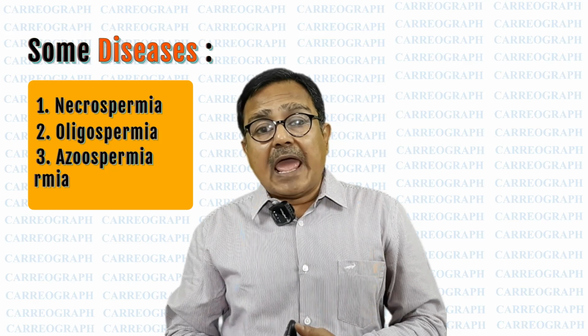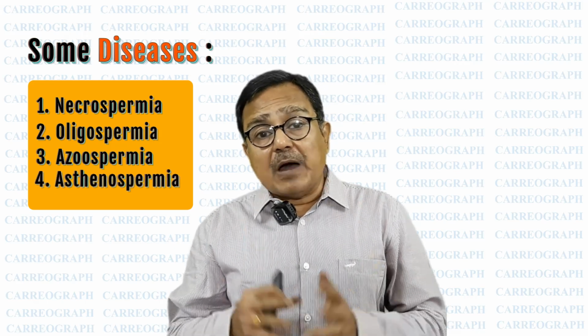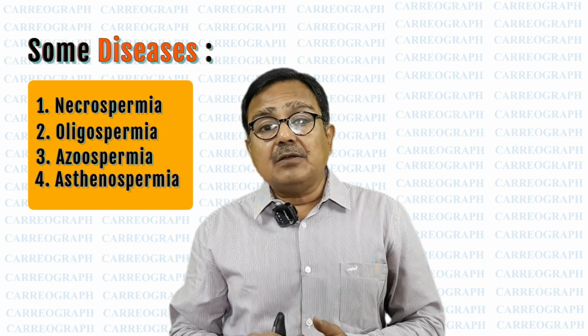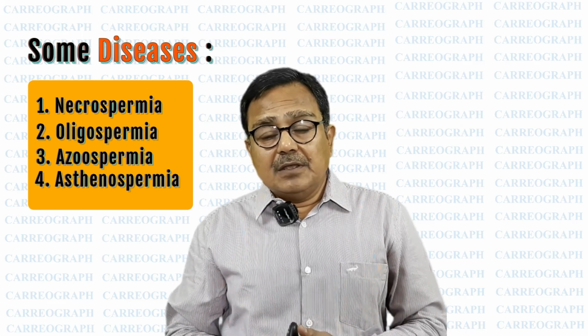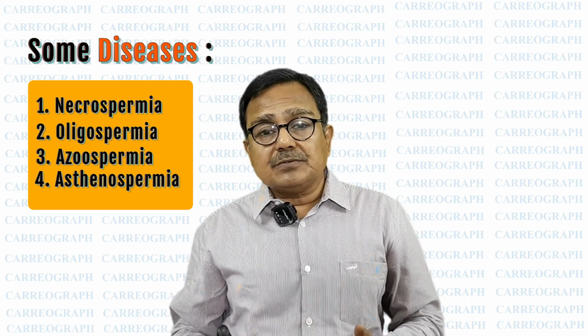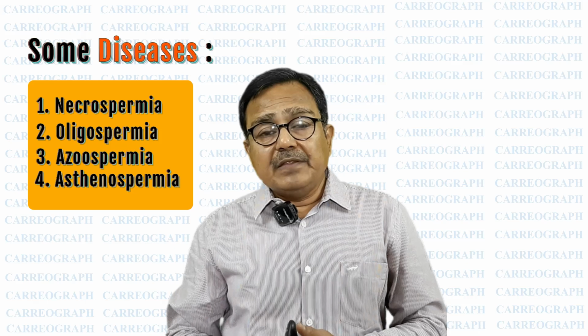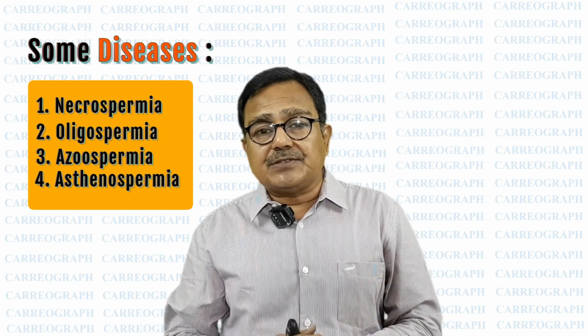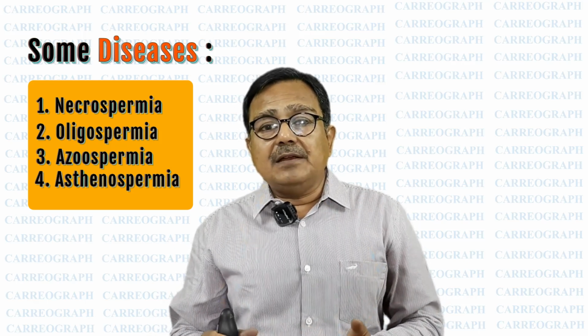Then asthenospermia. Sperm is there in the semen, but they are weak. So they cannot produce any offspring. That, in a nutshell, as you can see, friends, is the male reproductive system.